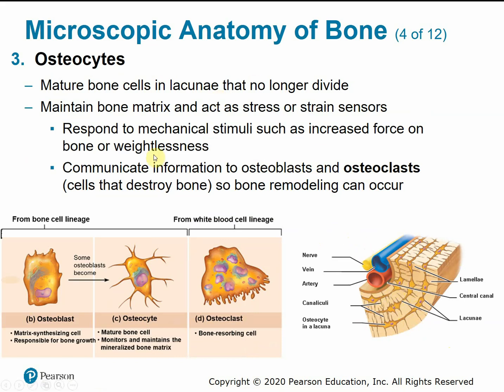So osteocytes help maintain the bone matrix by responding to different mechanical stimuli, such as increased force or weight, or even weightlessness. So one issue that astronauts may have if they're in space in an anti-gravity environment for a long period of time is they can come back and lose a lot of their bone density because their bones have not been subjected to that mechanical stress or those forces of their weight. Osteocytes are also able to communicate with other bone cells, so bone remodeling can occur.